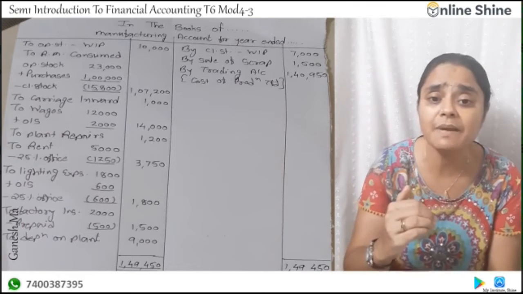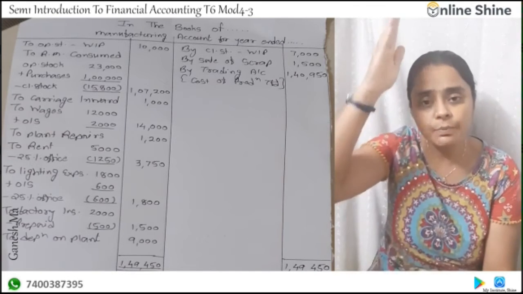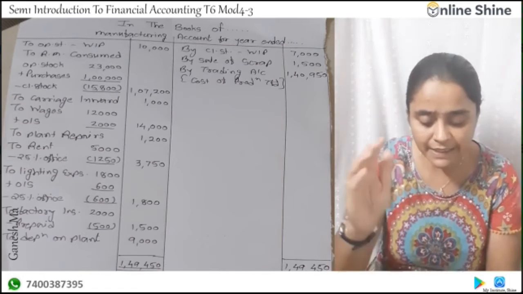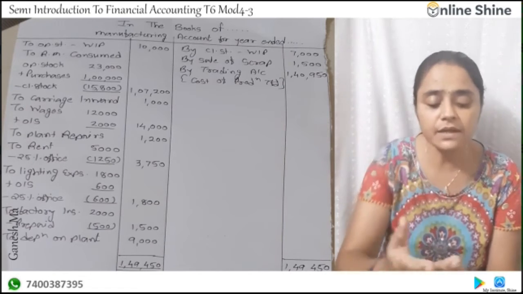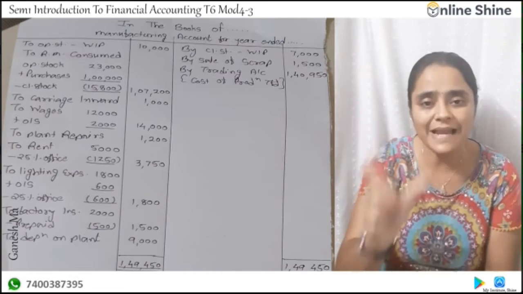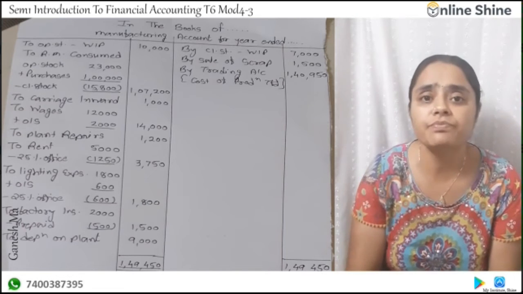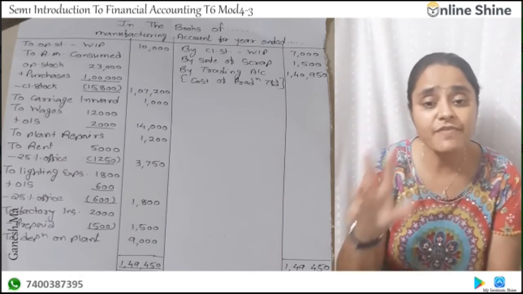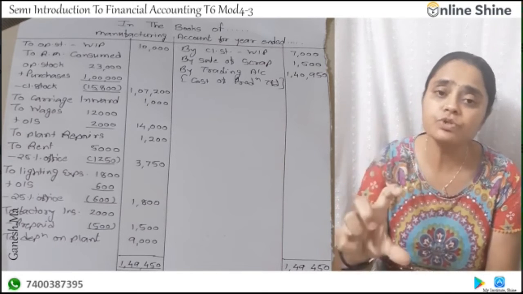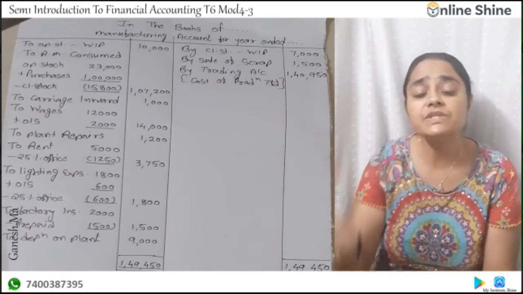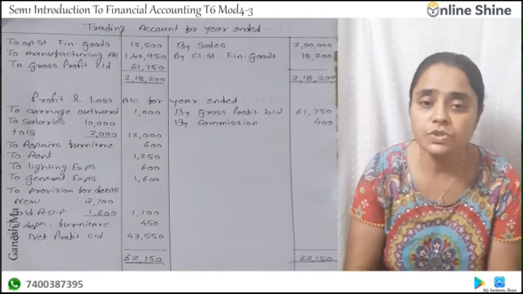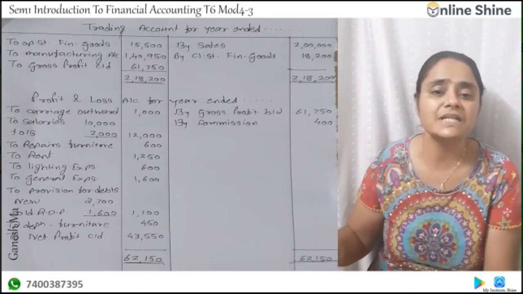How can I say this is my balancing figure? Here you make a total of all your debit side, that comes to 1,49,450. From that total deduct both the credit side items, the balance part is your cost of production. So from my manufacturing account, as I told, you come to know your cost of production. Now this cost of production will be transferred to my trading account. So from manufacturing account, it is transferred to trading account.